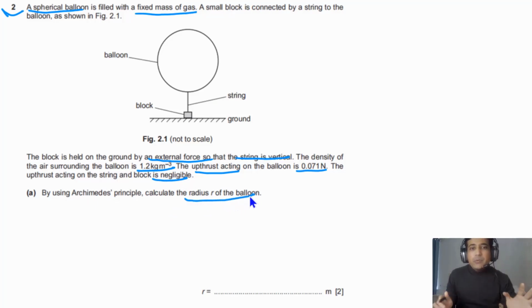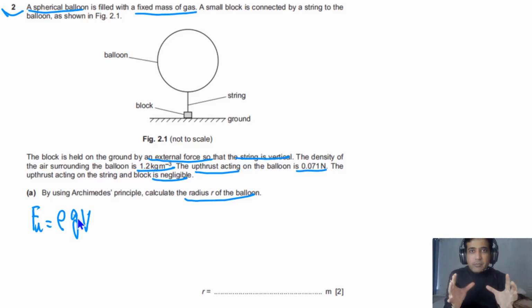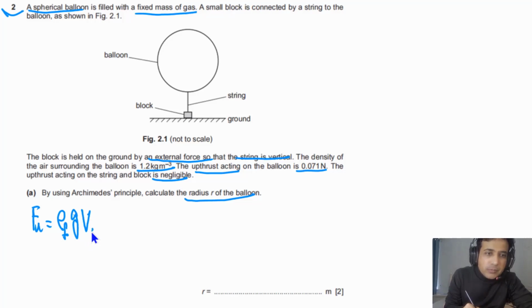So for this question, upthrust is given to us and the density of the fluid is given. So simply we can start with upthrust. Upthrust is equal to density of the fluid times G times volume of fluid displaced. In this case this balloon is inside the air, meaning the volume of fluid displaced is equal to the volume of the balloon because this is fully submerged. So this is the density of the fluid and this is the volume of fluid displaced. It's better to understand upthrust. This formula is very important.